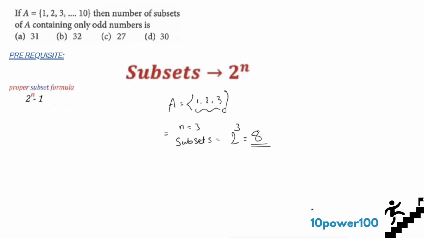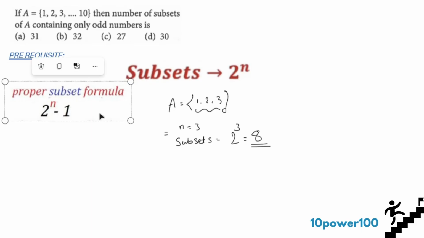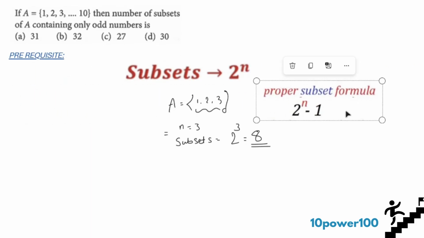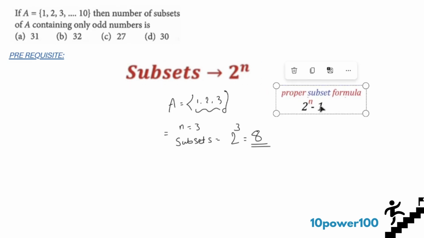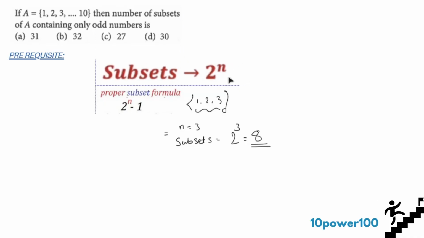And there is one more formula, that is the proper subset. For that the formula is 2 power n minus 1. This is not required here, but for your knowledge I'm just discussing this. The proper subset formula is 2 power n minus 1. In this case, we are excluding the set itself, because every set is a subset of itself. We exclude one to find the number of proper subsets, that is 2 power n minus 1. So in this case, the number of proper subsets for set A is 7. These two formulas are very important to find subsets.